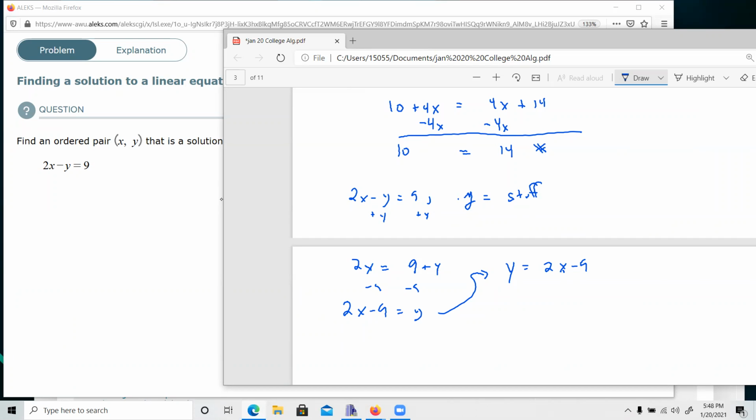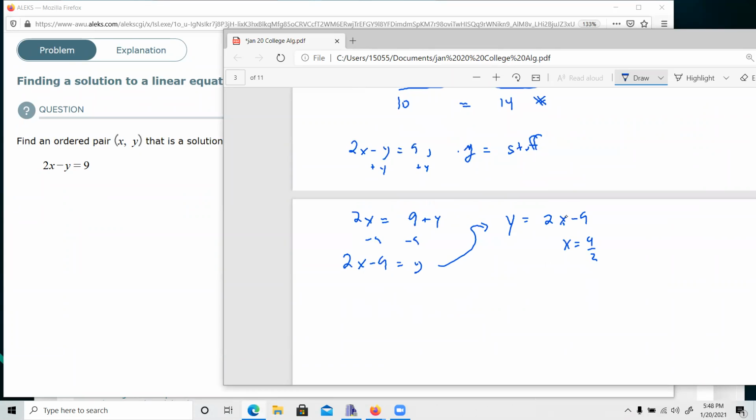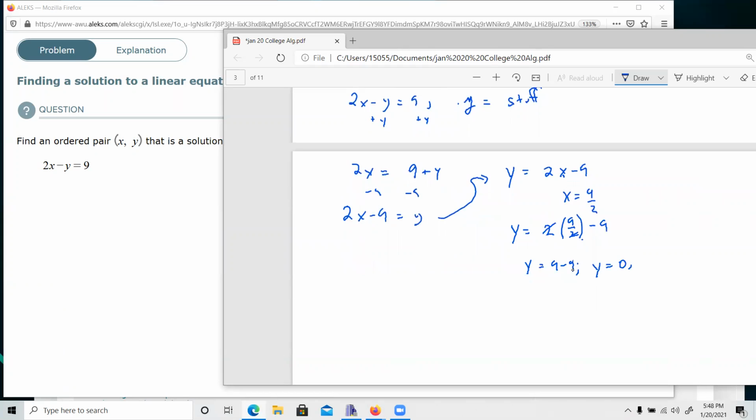So let's go with x is equal to 9 halves. Why'd you pick that? Let's find out. And you could have picked x equals 0. That's absolutely fine. So we have y is equal to 2 times 9 halves minus 9. Those cancel, right? So y is equal to 9 minus 9, which is equal to 0. So the point that I have here is 9 halves and 0.